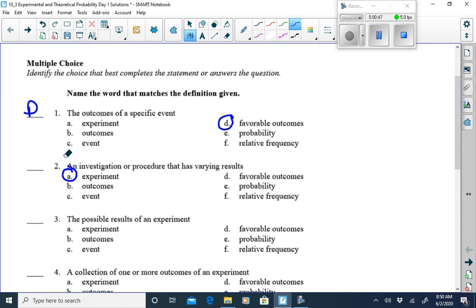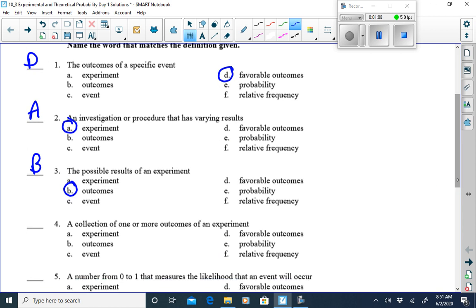That's an experiment, A. Question 3, the possible results of an experiment. Those are your outcomes, B. Question 4, a collection of one or more outcomes of an experiment. Question 4 should be, let's see, that should be C, event.